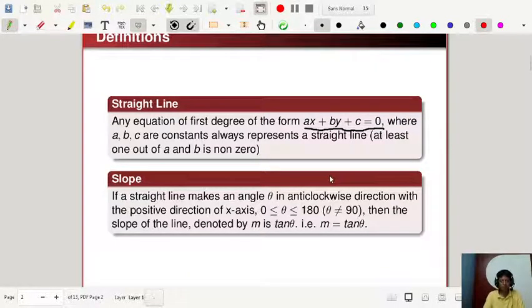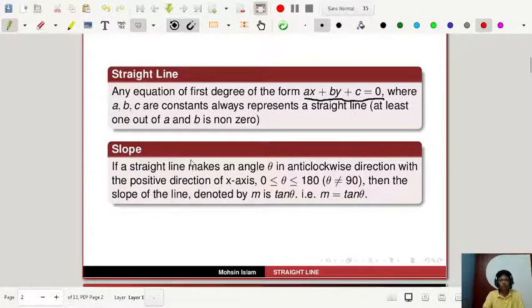Now, what is slope? If a straight line makes an angle theta in the anti-clockwise direction with the positive direction of the x-axis, where 0 ≤ theta ≤ 180 degrees but theta cannot be 90 degrees, then the slope of the line, denoted by m, is tan theta.